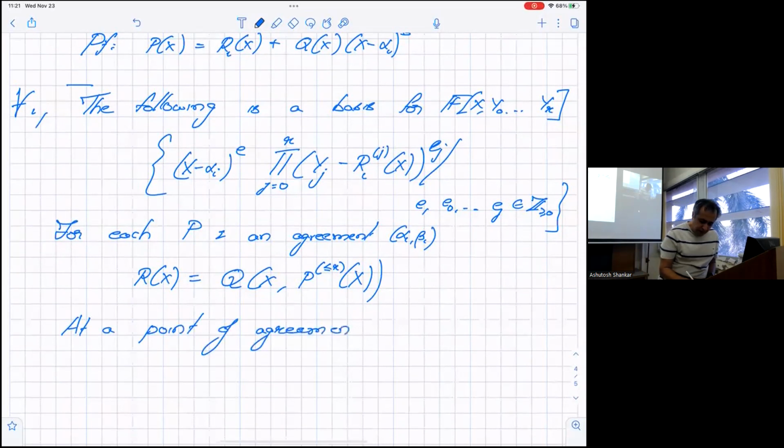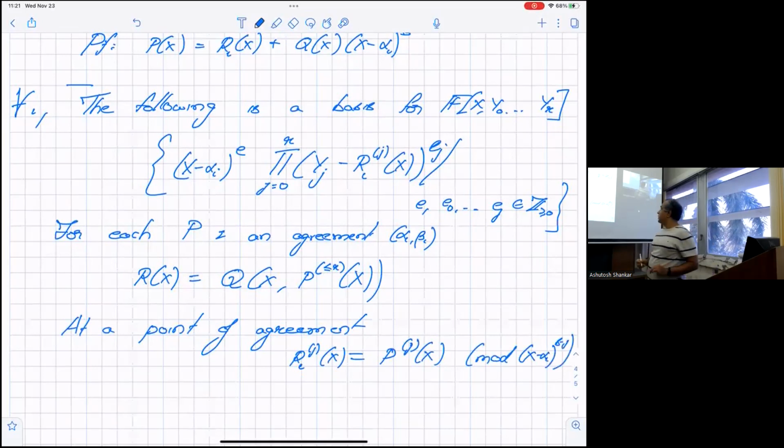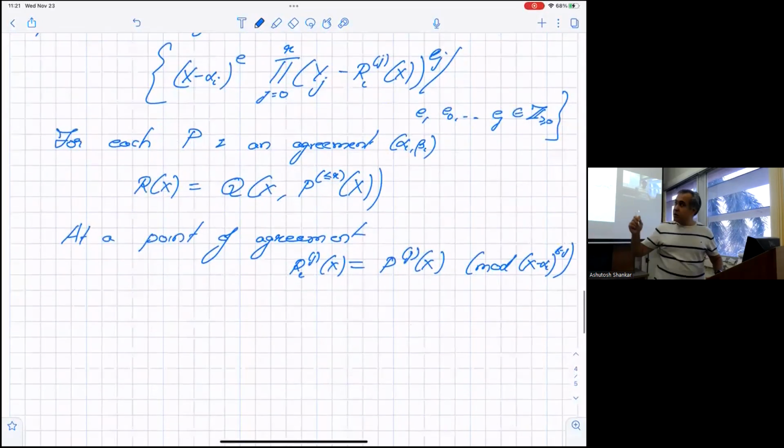we have that R_ij of x is equal to P_j of x mod x minus alpha_i to the power s minus j. This is what we observed before. Therefore, what do I want? In order to have this condition, I'm going to reverse engineer the multiplicity condition.